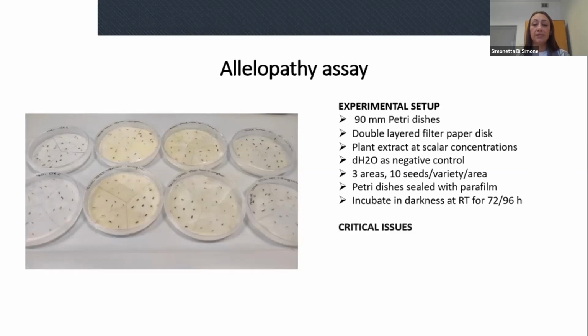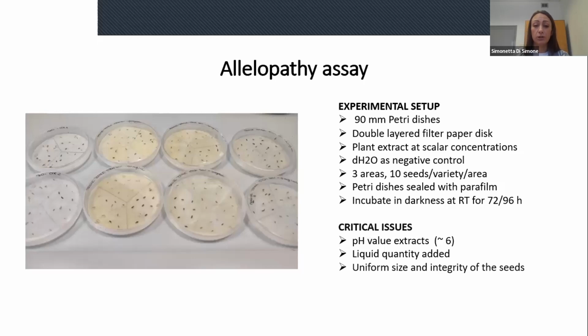The critical issues of these assays are, for example, the pH value of the extract that should be around 6. This is the optimal condition for the seed germination, and it's one of the most critical points of this assay for the process of germination. A second important point is the liquid quantity added in the Petri dish. The paper disc should be moist, but there should not be an excess of liquid because this would lead to, for example, anaerobic condition, and this is not what we want.